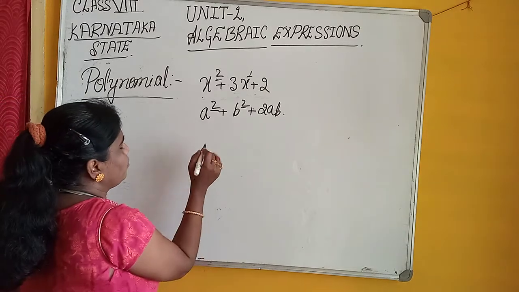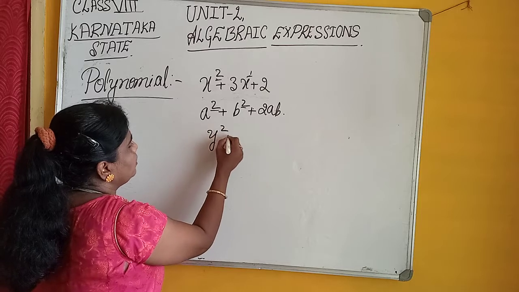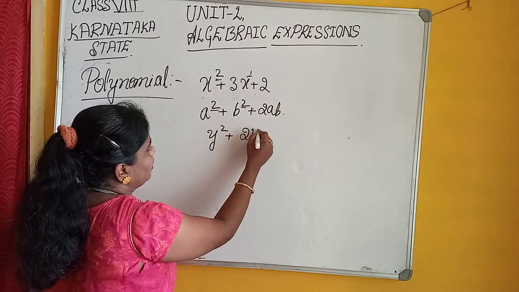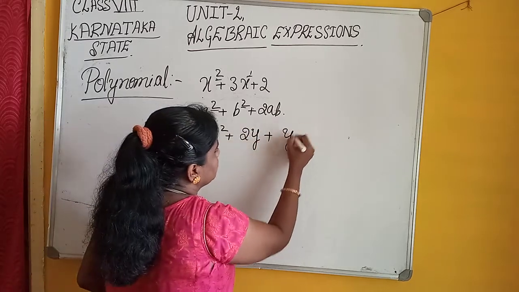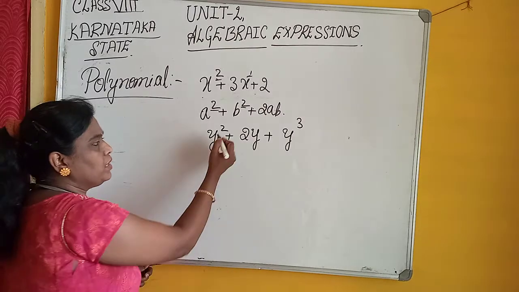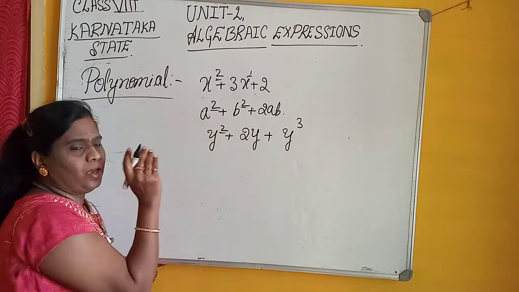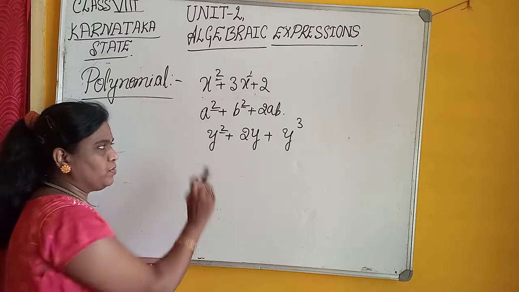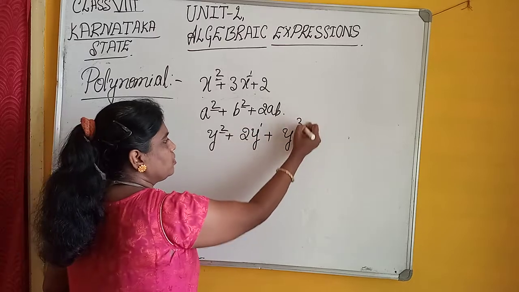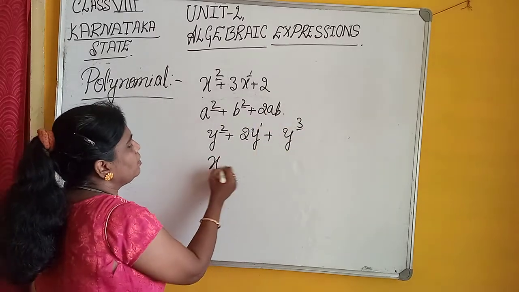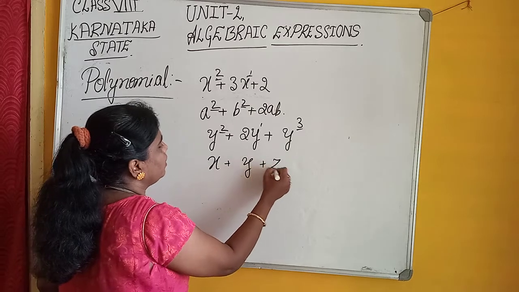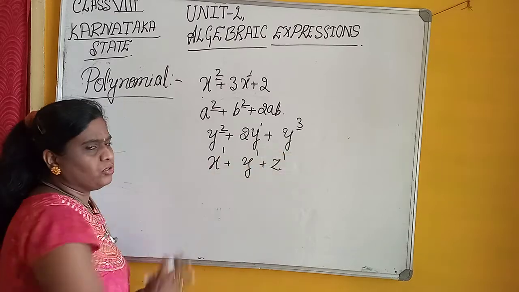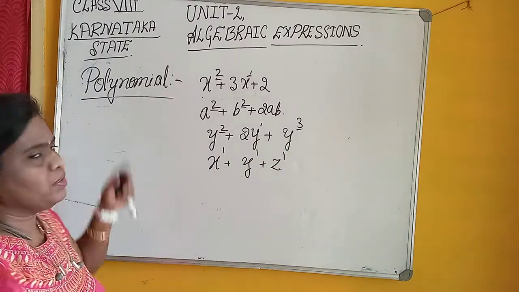Okay, let us take one more example. y square plus 2y plus y cube. It is also a polynomial with non-negative exponents of the variable. Non-negative means it should have positive exponents. Here also positive, here also positive, and this is also positive. Here we can write x, y and z, where the exponent is 1, a positive integer. Understood? What is a polynomial?